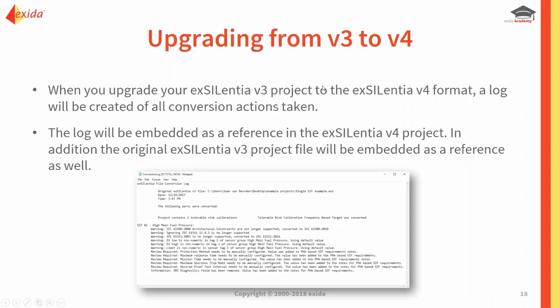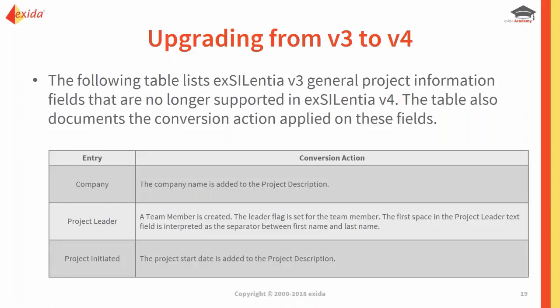So let's look at a couple of items. Again, we're going to focus on SIL, but there's a couple of general items that have changed. For example, when you create an exSILentia 4 project, and you're used to exSILentia 3, you may notice that the company, the project leader, and the project initiated on date are no longer available. So what do we do with that information? We take it and put it in the project description. If you've defined a company within the company field in exSILentia 3, that information is simply appended to the project description of your version 3 project.